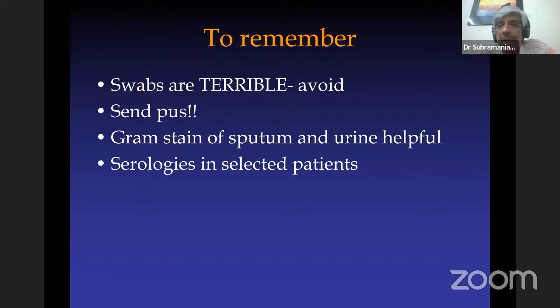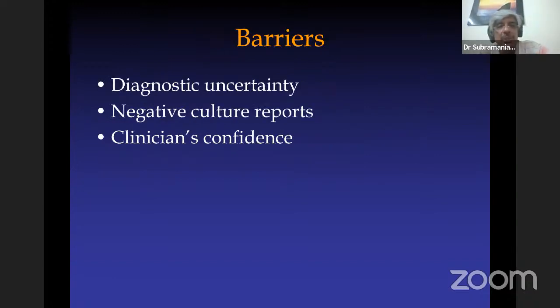And again, before you start culturing everything, look at the gram stain, because if the gram stain and culture don't correlate, you got a problem. It doesn't mean much. So things like sputum and urine should always have a gram stain before the culture, and obviously using serological tests in selected patients. Of course, there are barriers in all of this because there is always diagnostic uncertainty, at least in the beginning. And negative culture reports are not uncommon, mainly because a proper sample has not been obtained, or you need lots more sample. And of course, the clinician's confidence in both the diagnosis and also in the lab.